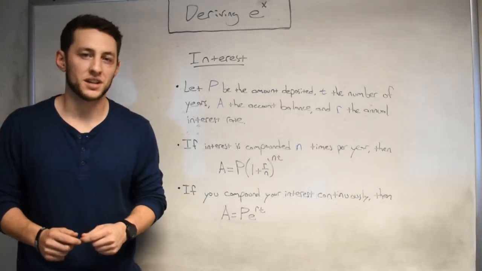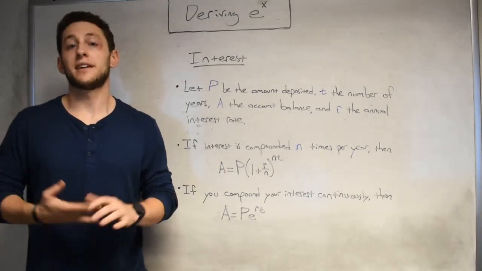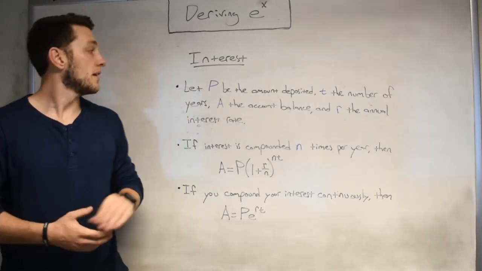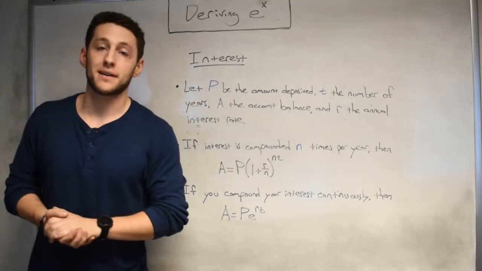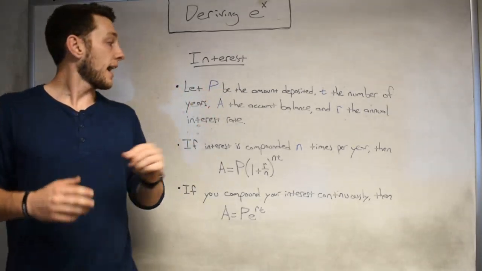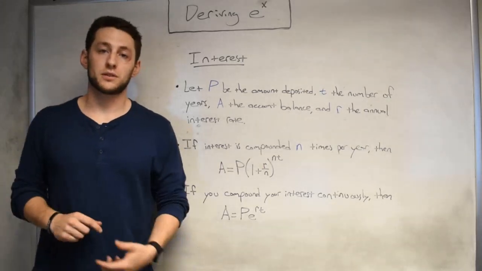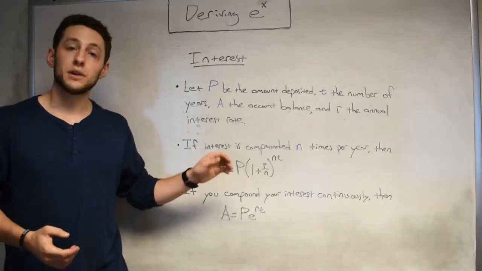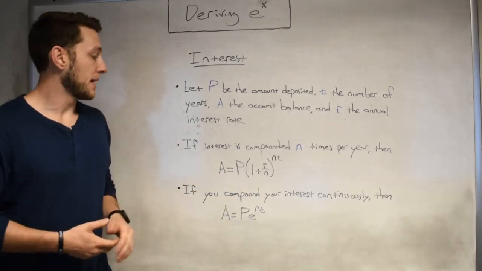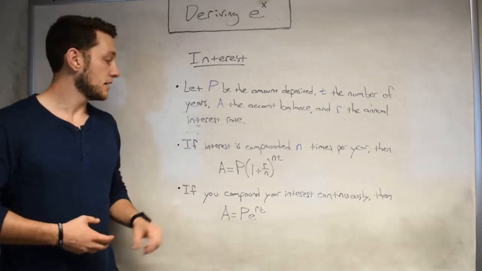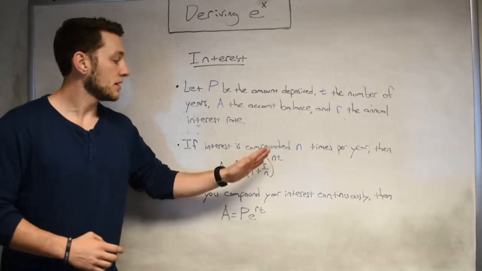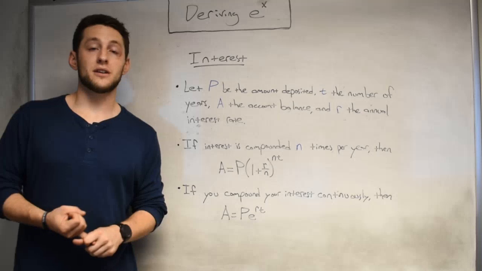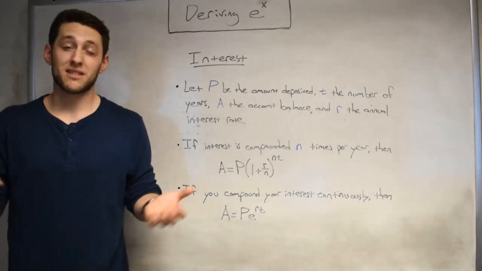Now let's take a brief excursion into an application of e that is commonly used in the world of business, and that is compounding interest. First and foremost, let P be the amount deposited, t the number of years, A the account balance, and r the annual interest rate. Now, if interest is compounded n times per year, then A, the account balance, is equal to P times the quantity 1 plus r over n, all to the nt power. So this would be where you're compounding perhaps yearly, monthly, daily, or even secondly, right?